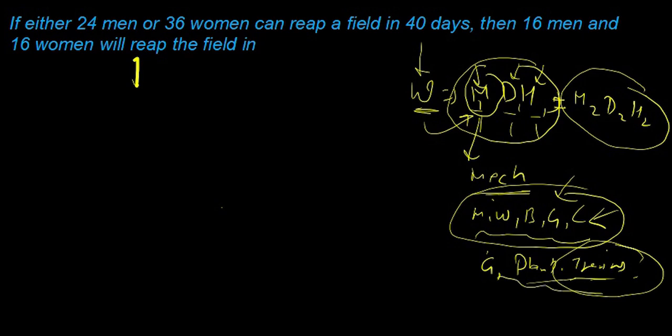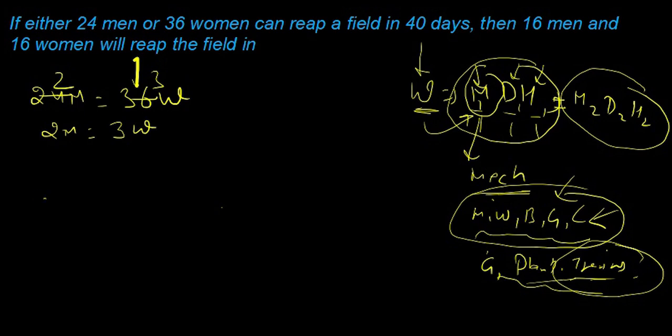Okay. So let's start with this one. 24 men or 36 women. So let's write down that capacity of 24 men equals 36 women. I think we should simplify it a bit, so it looks much easier actually. 2 men equals 3 women. Okay, so can reap a field in 40 days.